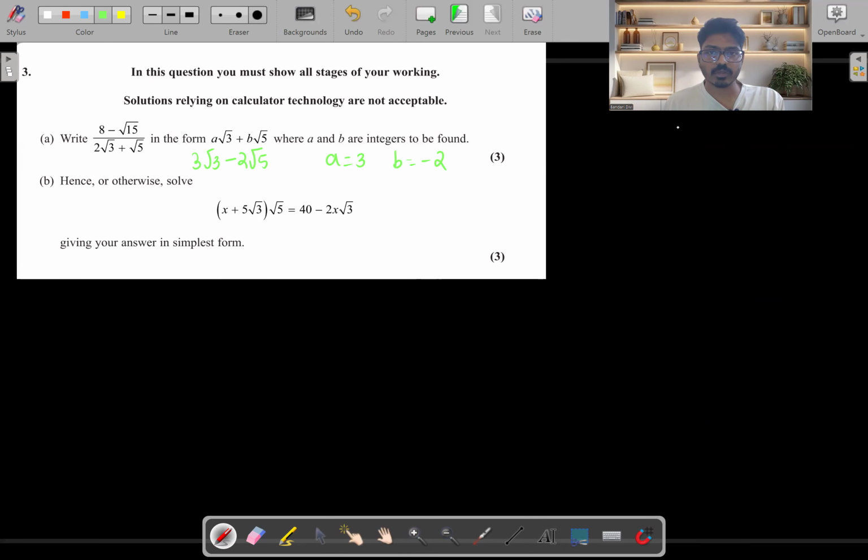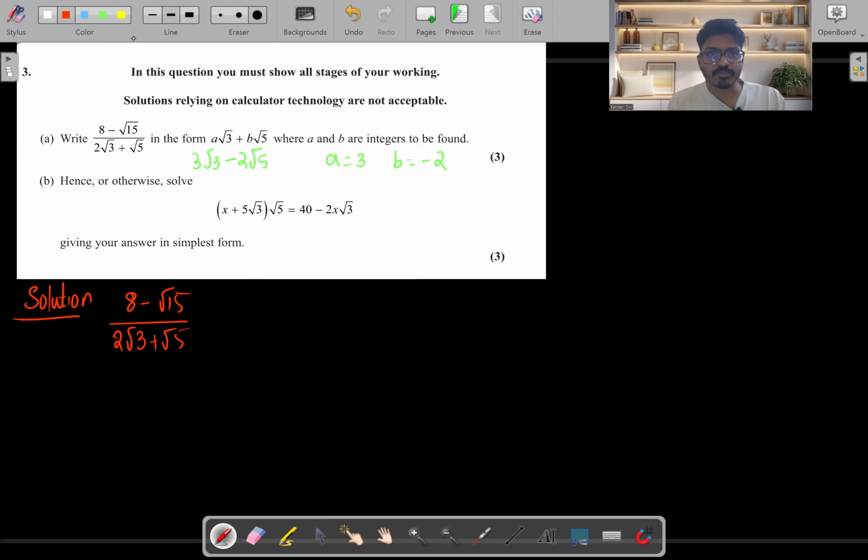Okay, so let's do the steps for this question. Solution. So how to obtain that? The a value we got, and without any further delay, we can start the question. So without wasting time, let's do this. Solution: 8 minus root 15 upon 2 root 3 plus root 5.